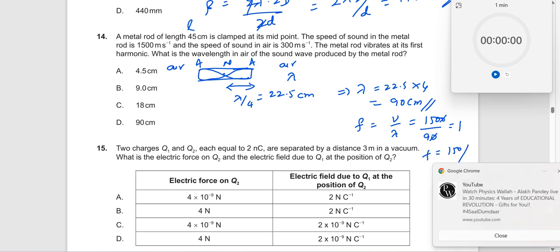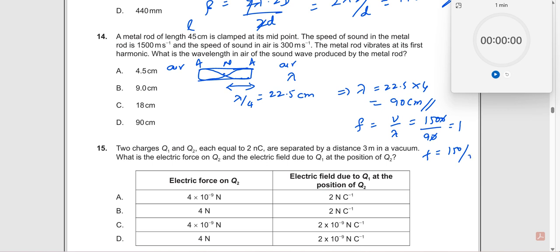Now what is he asking here? What is the wavelength in air? So wavelength lambda air. Now this is the frequency of the wave in the metal. Lambda in air is equal to the velocity of sound in air divided by the frequency. See, this frequency will not change when it comes to air. So what is the velocity here? It is already given as 300. So 300 divided by 150 by 9.